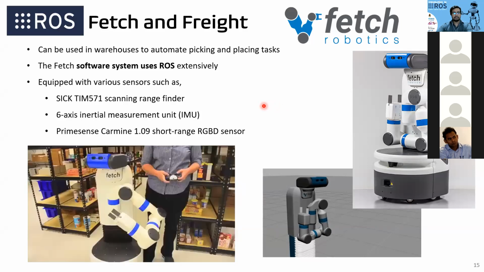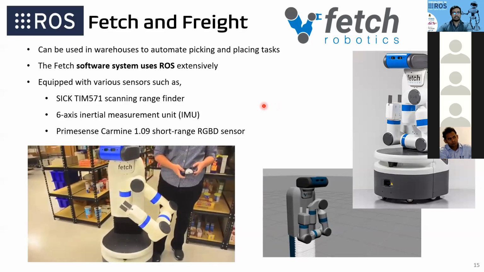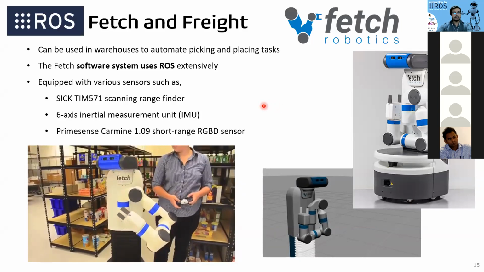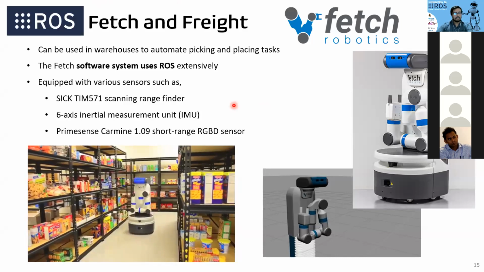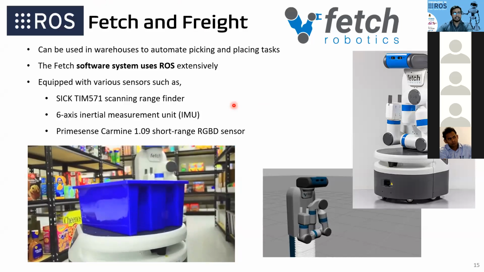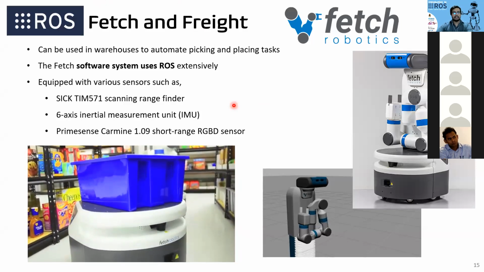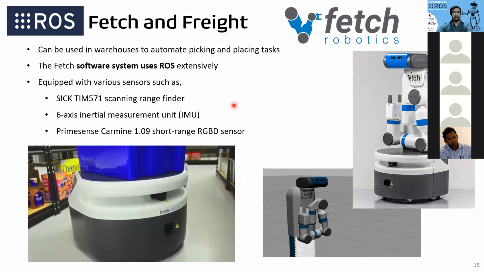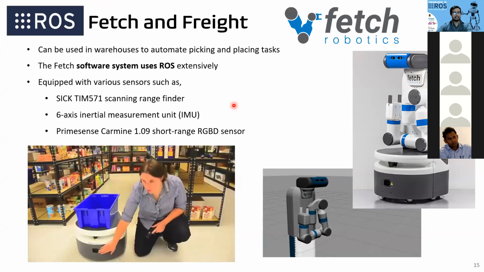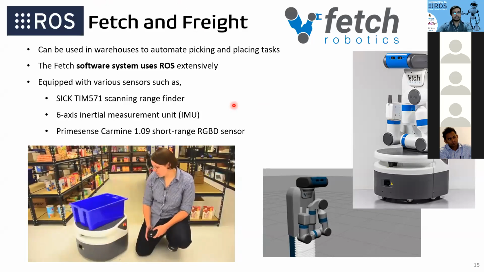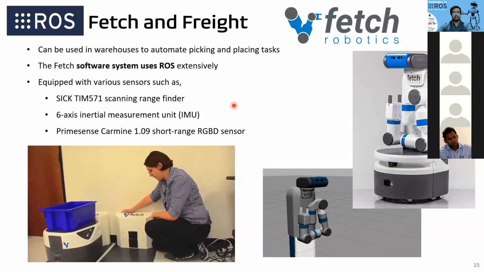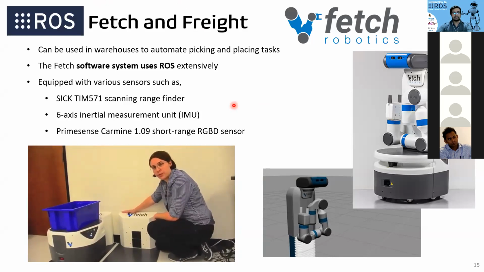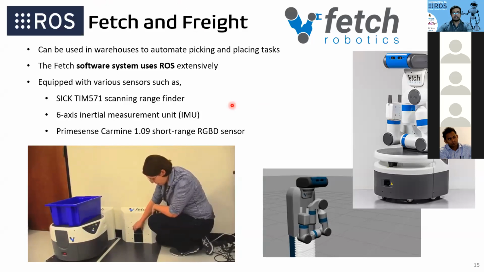So this also supports ROS extensively, and it is equipped with some sensors such as a range finding sensor, an inertial measurement unit, IMU, and this PrimeSense short range RGBD sensor. So it can detect red, green, blue colors and also the mixes of those colors at a short range.